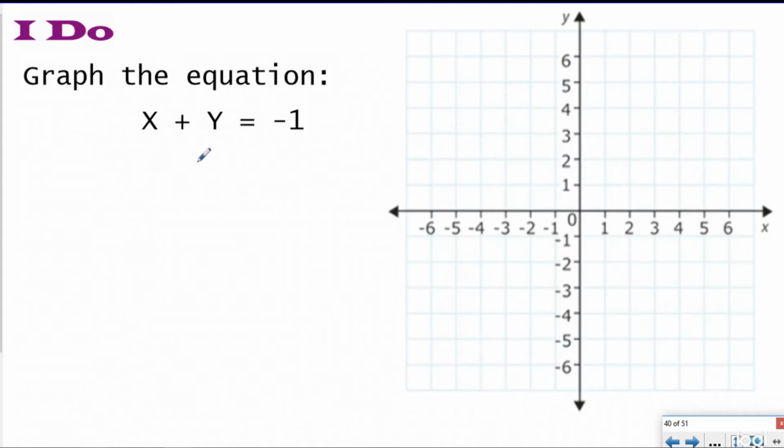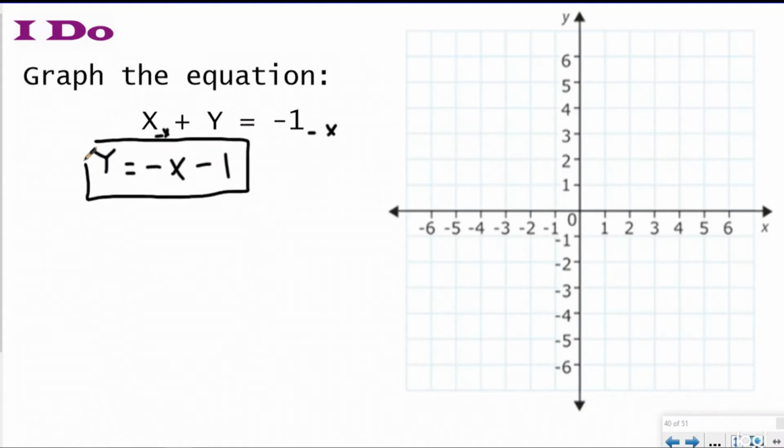or sorry, slope-intercept form. So y is going to equal, to get rid of x, I have to subtract an x, so I'm going to subtract an x here, which means I have to subtract an x here. So I'm going to have y equals -x, I'm just going to put it in front by making it negative, minus 1. This is now your slope-intercept form. You don't have to make an ordered pair chart anymore, okay?